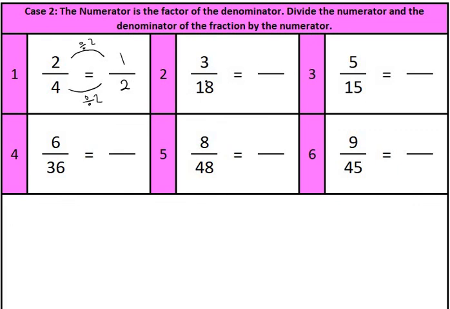You see, 3 out of 18, and 3 is a factor of 18. You just use that number immediately and divide by 3. 3 divided by 3 is 1, and 18 divided by 3 is 6. Let me show you another one, 5 out of 15. The numerator is the factor of the denominator, so we just use the number immediately. 5 divided by 5 is 1, and 15 divided by 5 is 3.